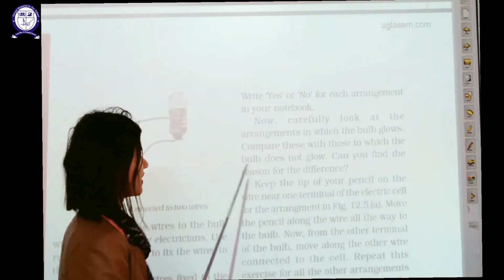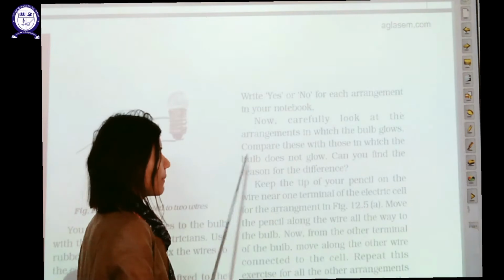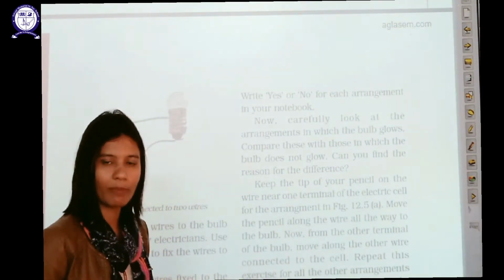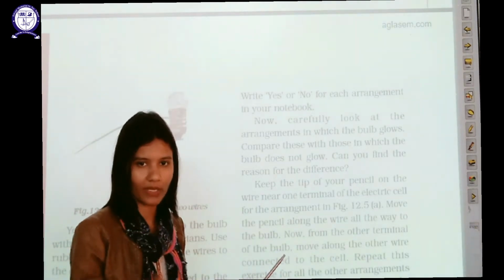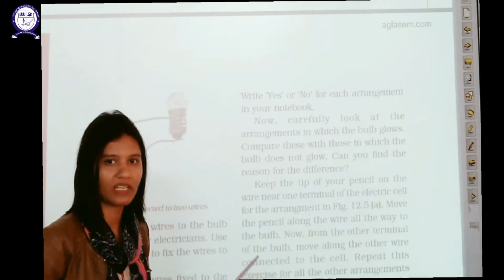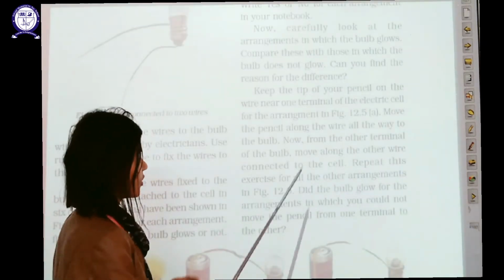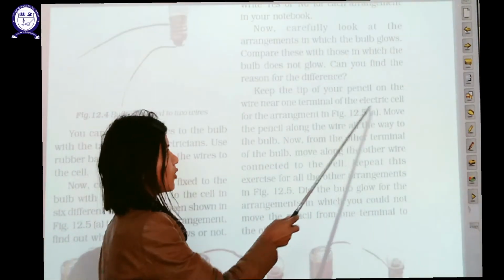Now carefully look at the arrangement in which the bulb glows. Compare this with those in which the bulb does not glow. You will see the bulb will glow only when the positive terminal is attached to the negative terminal, otherwise your bulb will not glow.